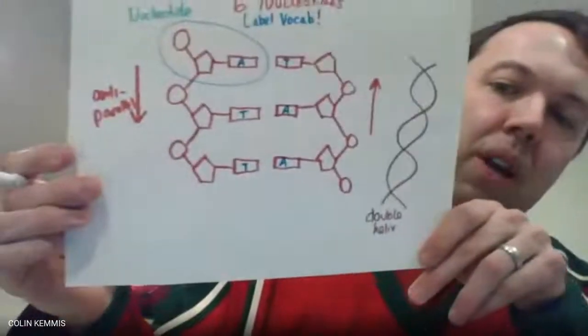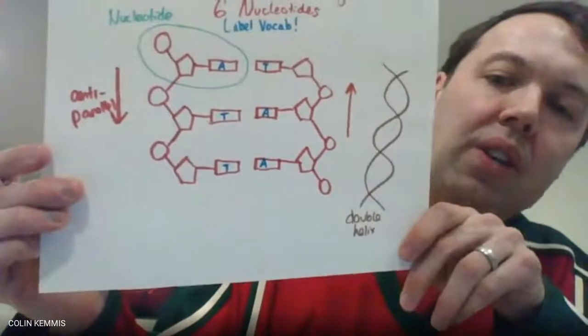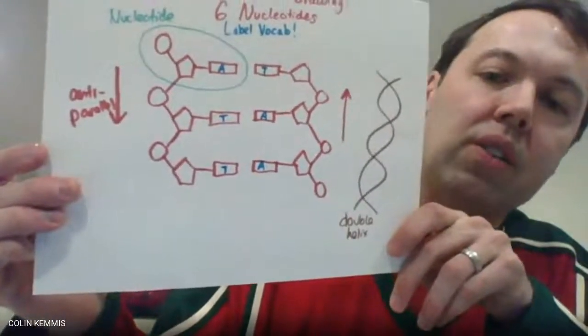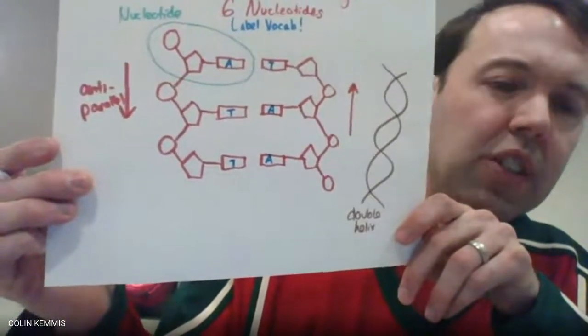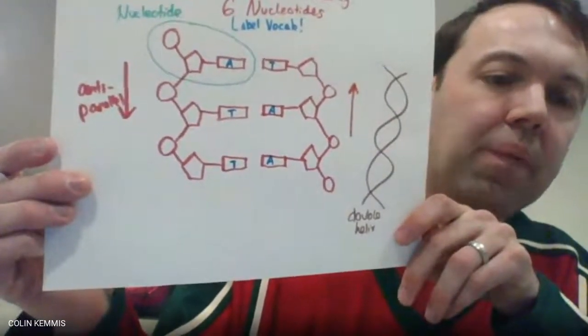So the two backbones are parallel to each other. They'll never touch, but they go in opposite directions. So it's called anti-parallel. So add those little arrows on the side there. Did you get those? Okay.